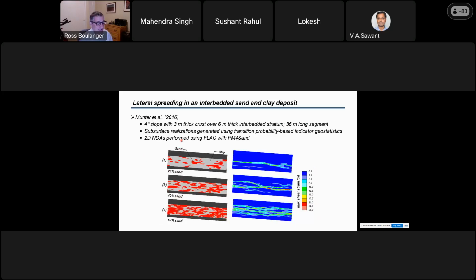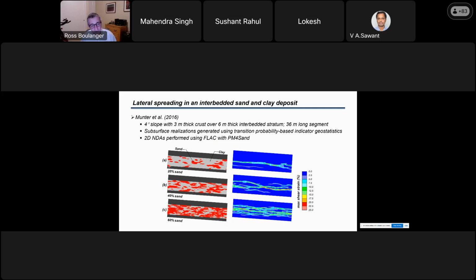So one example of why that can be important is a study by Munter, and this is an infinite slope model. This is about a 36-meter long segment of an infinite slope with a 4-degree slope angle. It has a 3-meter thick crust layer over 6 meters of interbedded deposits over a stronger base layer. And what we're going to do is generate for this model realizations that have sand interbeds in a clay deposit. So like a small meandering stream into an overbank clay deposit, for example. And we're going to generate realizations using a transition probability-based indicator geostatistics program called TPROGS by Carle and Fogg. And we take those realizations and we run analyses using FLAC with PM4Sand for the sands.